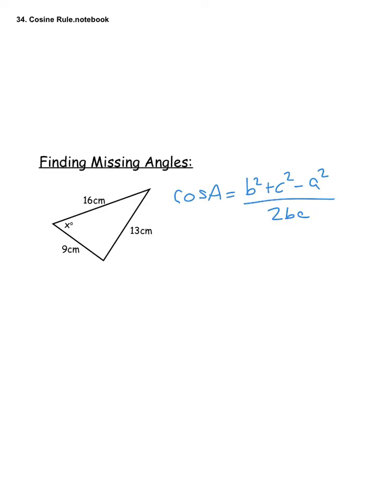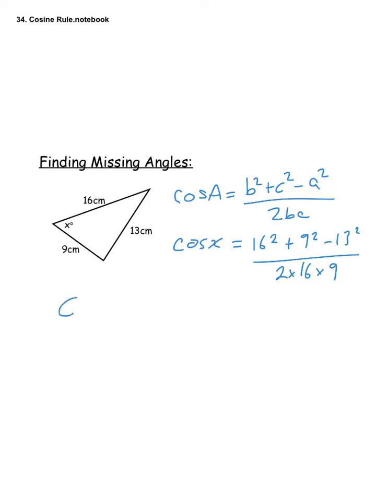So let's start putting in some values here. We'll get cos a is going to turn into cos x. B squared, we'll make that 16 squared, C squared is 9 squared, A squared is 13 squared, and 2BC is just going to be 2 times 16 times 9.